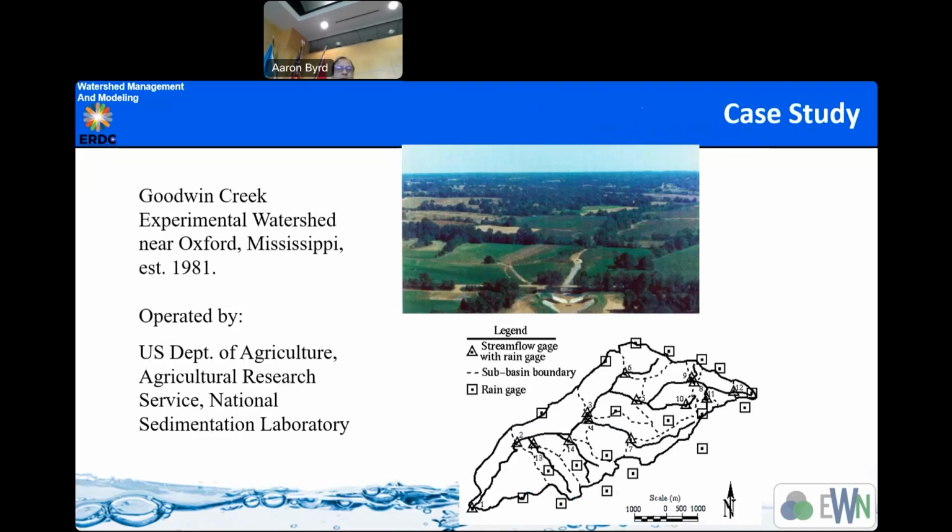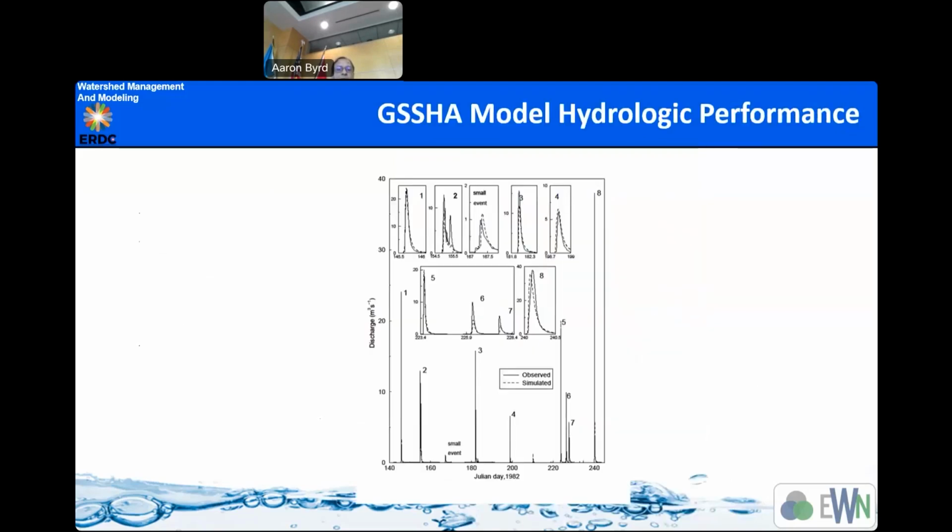This is the watershed, Goodwin Creek. This is how it looks, the overview. You know, it's fairly not developed, but a lot of farmlands and vegetation, especially trees around the stream banks. This is the performance of the hydrologic model with the sediment.